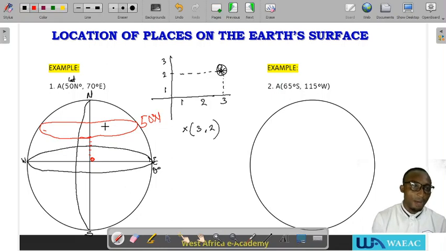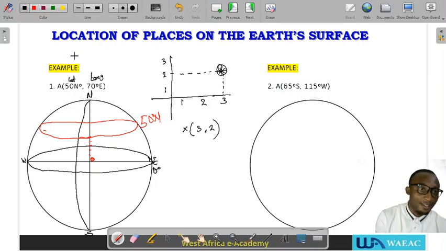So having done that, the next is my longitude, which is 70 degrees. So how can I get this 70 degrees? 70 degrees east. So look at it. I'm going to move like this. I'll start from the north, moving to the south. And this is my 70 degrees east.